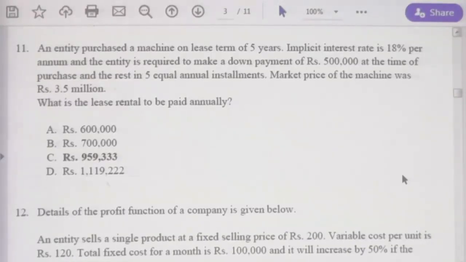Now here an entity purchases a machine on lease for 5 years, implicit interest rate is 18% per annum, and the entity is required to make a down payment of 5 million at the time of the purchase and the rest in 5 equal annual installments. Market price is 3.5 million. What is the lease rental? The same story. Let's take the board now.